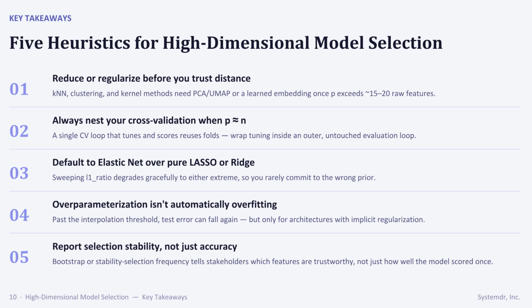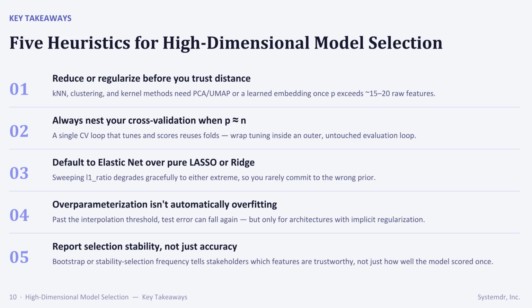3. Default to elastic net over committing early to pure lasso or ridge. Sweeping L1 ratio degrades gracefully to either extreme, so you're rarely locked into the wrong prior. 4. Overparameterization is not automatically overfitting. Past the interpolation threshold, test error can fall again, but only for model families that carry implicit regularization, and only under specific conditions on how noise is structured.